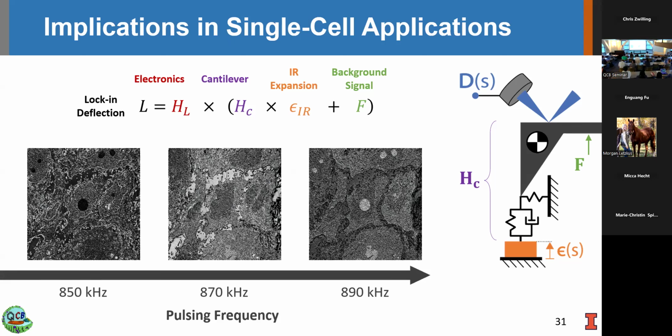So here we can see the combined effects of all of these aspects that I've discussed in these AFM measurements of epoxy embedded cells. These three images were all collected at the same IR absorbing band, typical of what you would get for protein, the amide 1 band, but collected at different pulsing frequencies, only separated by about 20 kilohertz. And this is conventional AFMIR deflection measurements here.